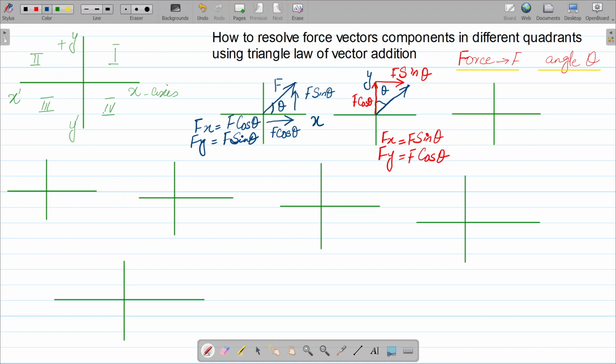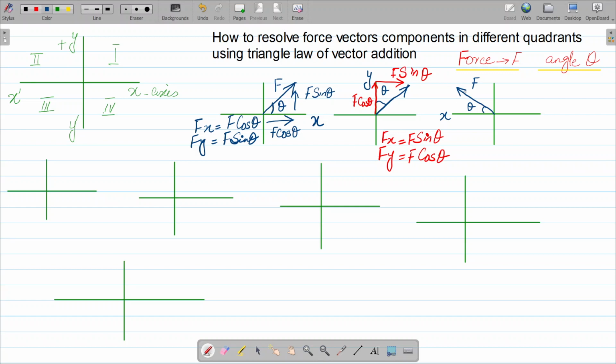Now we are interested in the second quadrant. Again, that same force F makes an angle theta with the x-axis. What will happen here? Before, in the first quadrant, all components were positive, only the vertical and horizontal components have changed. Here the horizontal component is F cos theta, there the horizontal component was F sine theta, and vice versa.